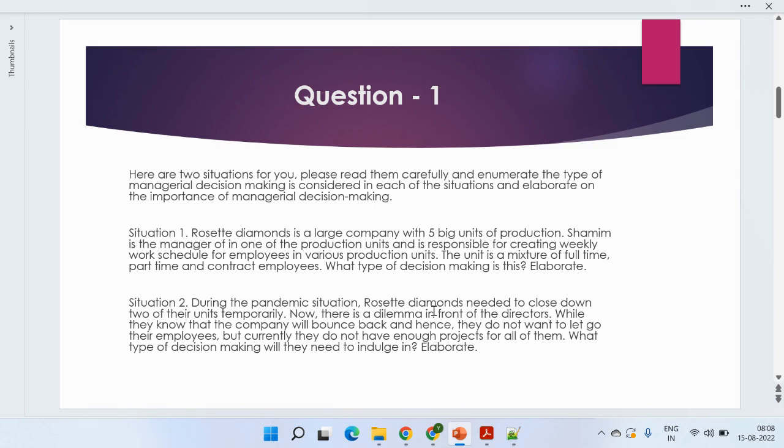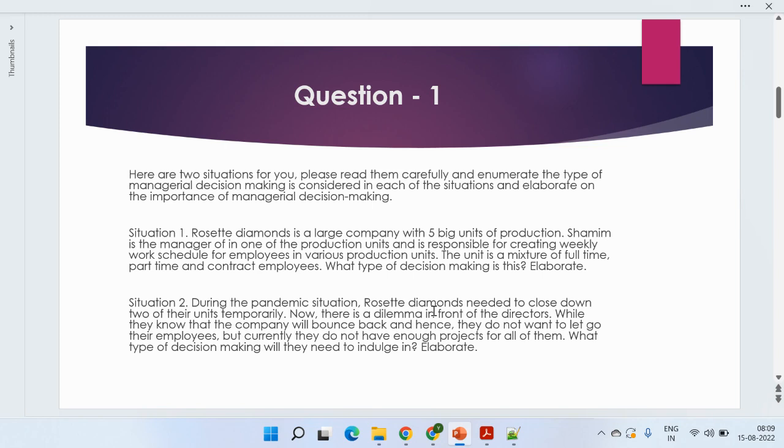The second thing is, during the pandemic, State Diamonds needed to close two of the units temporarily. Now there is a dilemma in front of the directors. They know that the company will bounce back and hence do not want to let go of their employees, but currently they do not have enough projects for all of them. What type of decision making will they need to indulge in?